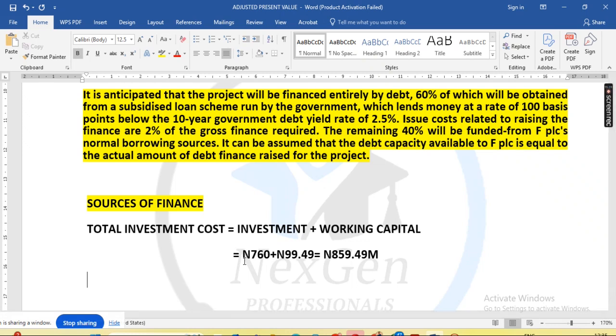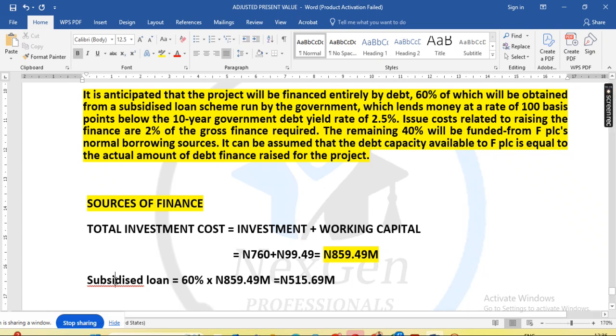50% will be obtained from where? Subsidized loan. So we can come here and say subsidized loan, right? Subsidized loan equals 60% of this will be from the subsidized loan. So what is 60% times this? What is 60% of 8,859.49 million? What is this? 515.69 million. Yes. Okay.